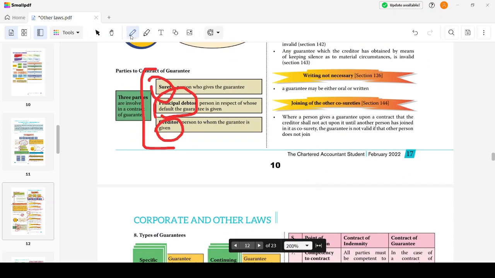A guarantee can either be an oral guarantee or a written guarantee. Generally, it is preferred to be in writing. Okay. Joining of co-surety.